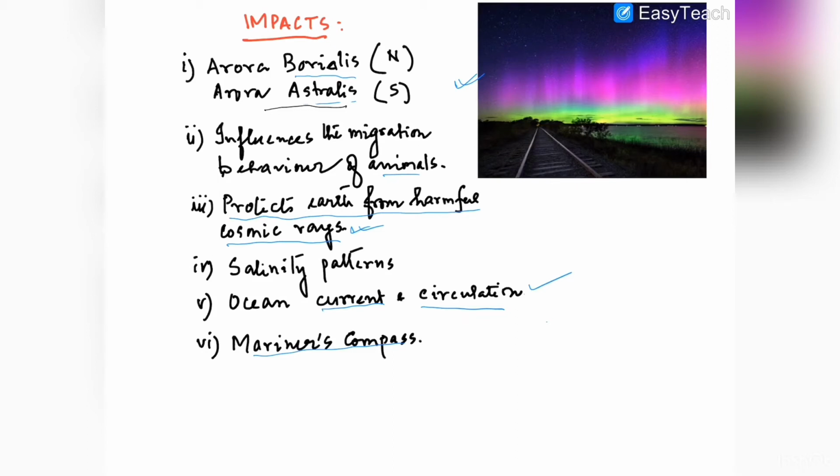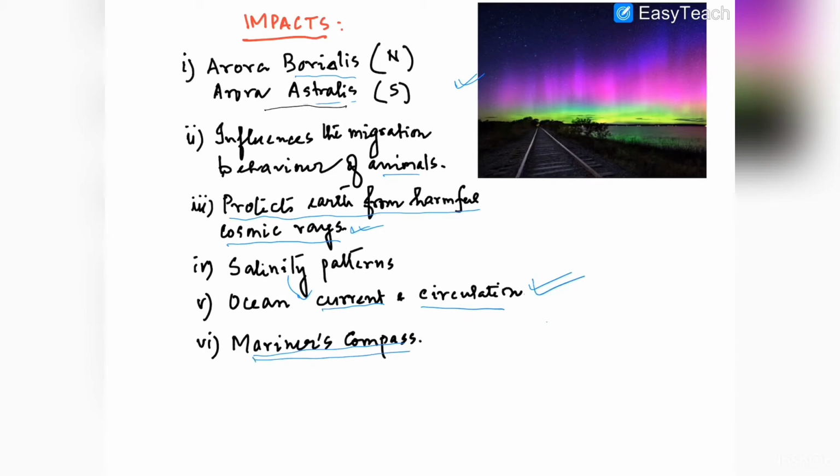So as salinity has a bearing on the ocean current, the geomagnetism will also indirectly influence the ocean current and the circulation. And we all know that the more the salinity, the heavier the water is, so the saline water will go down and the less saline water will come to the surface. This way geomagnetism indirectly influences ocean currents.